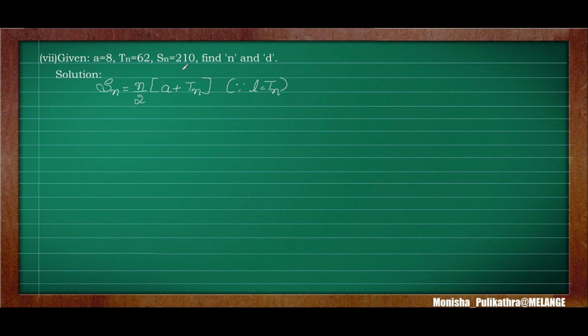Okay, so this is a formula. Why am I using this formula here? In order to simplify this problem, else it will become a little longer. Using this formula will be a little easier for you to find n and d.